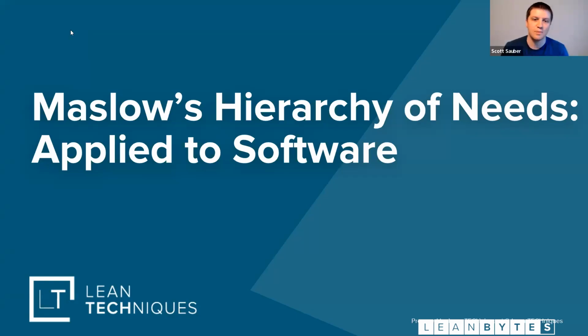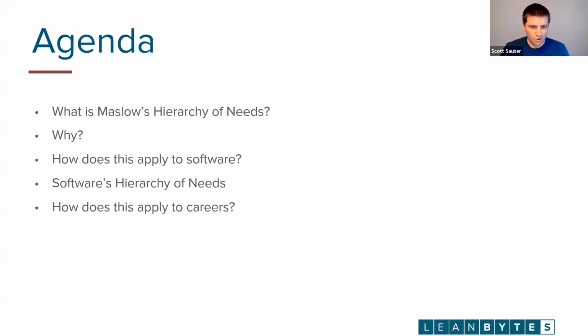Today I'm going to be talking to you about Maslow's hierarchy of needs applied to software and also your software career as well. If you don't know what Maslow's is, don't worry. I'm going to talk about what Maslow's hierarchy of needs is, why it was created in the first place and why it matters. Then we'll talk about how we can apply this to software and create our own software hierarchy of needs, and then talk about how this applies to career paths as well.